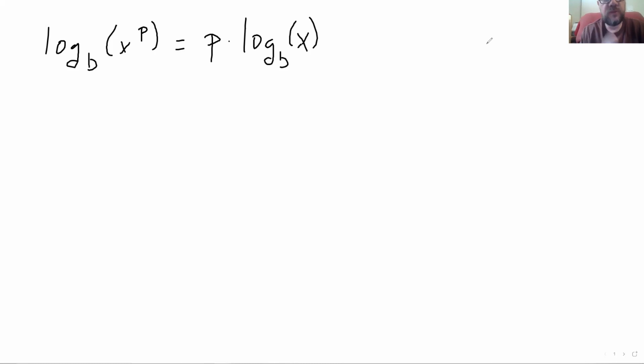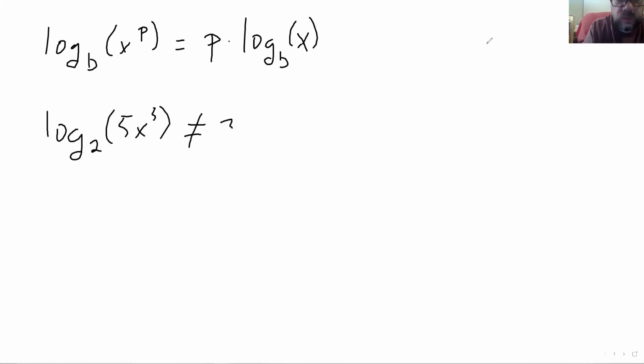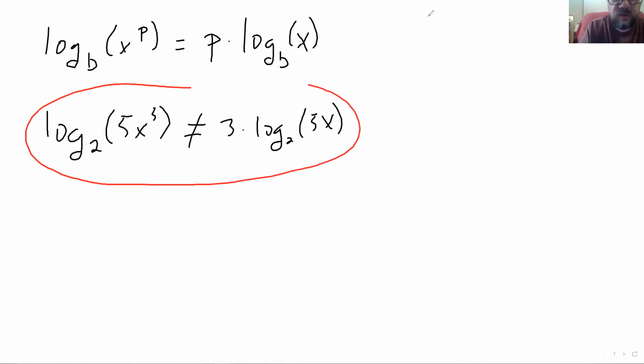There's a couple things I do want to point out about this, which is everything inside the log has to be raised to the power in order to do this. So if I have, for example, let's say log base 2 of 5x to the third, I cannot factor that cube out because the third is not on the 5, it's only on the x. It has to be on absolutely everything. So this is not equal to 3 times log base 2 of 5x. That does not work. Actually, let me just, to really drive the point home, do the old red cross out. Don't do this. By the way, that is the super easy mistake to make, like incredibly easy mistake to make.